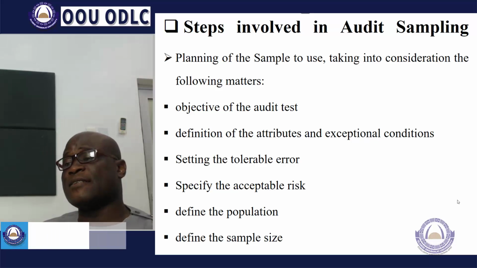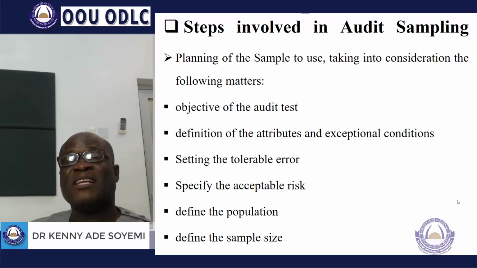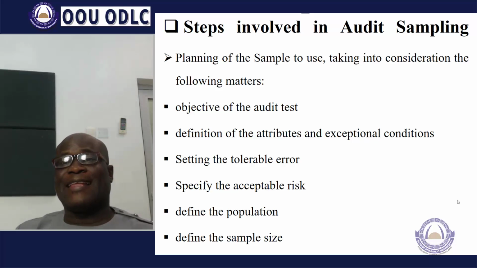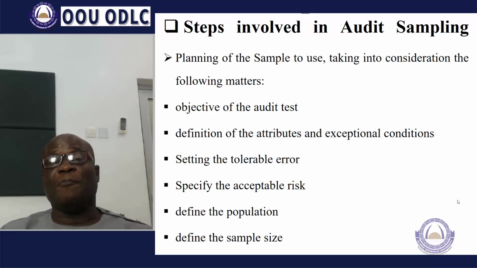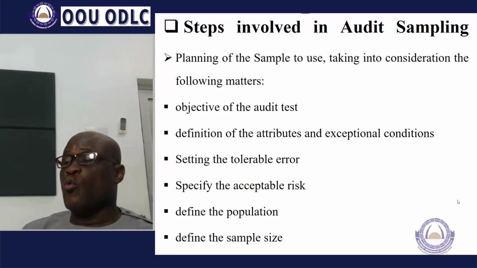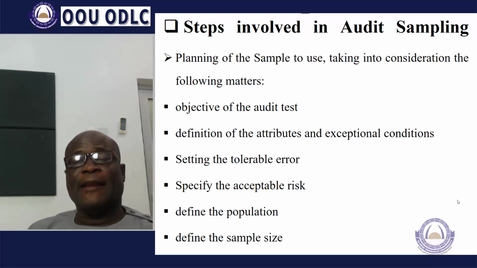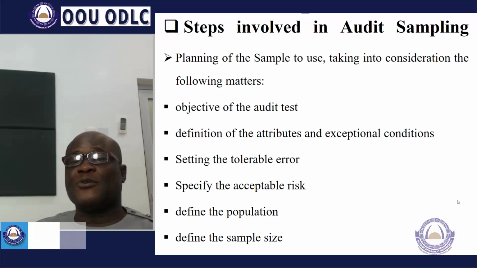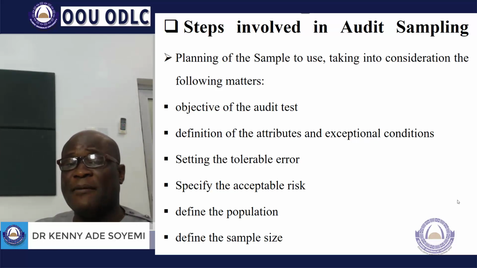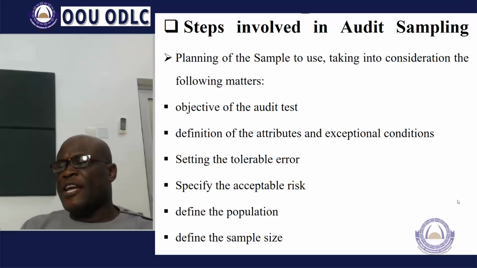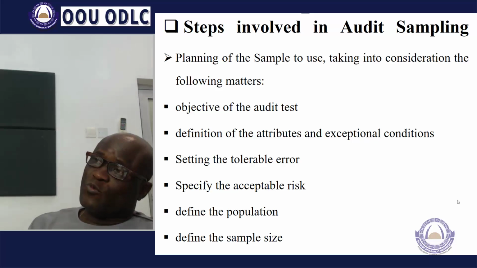Of course, the first thing that the auditor will do is to plan the sample. And in doing that, the following are taken into consideration. Number one is the objective of the audit tests. What objective is set out to achieve? That's the first one. Again, definition of the attributes and exceptional conditions is also very, very important. Again, setting of a tolerable error ab initio, prior to starting the testing, because this is what you are going to use to benchmark at the end of the day.